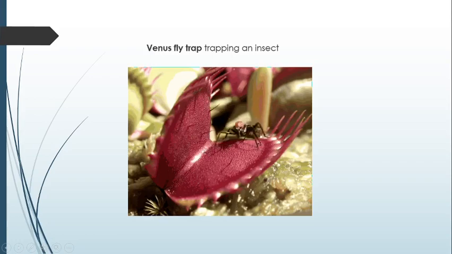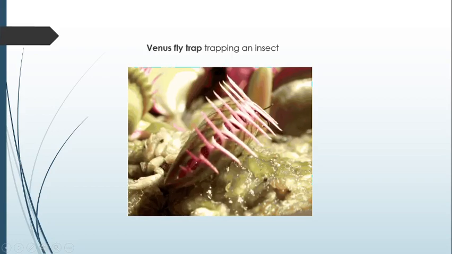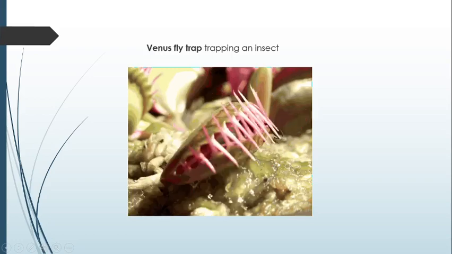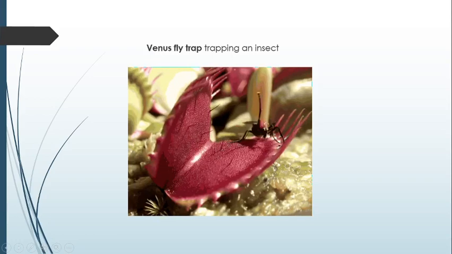You can see that there are small hair-like structures inside these two lids. When the insect touches these hairs, it activates and traps the insect inside that structure, and they secrete the digestive fluid and start to digest that insect.